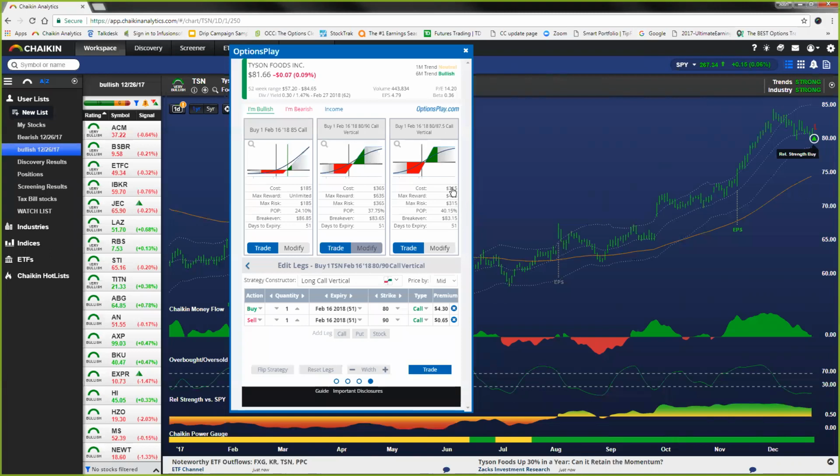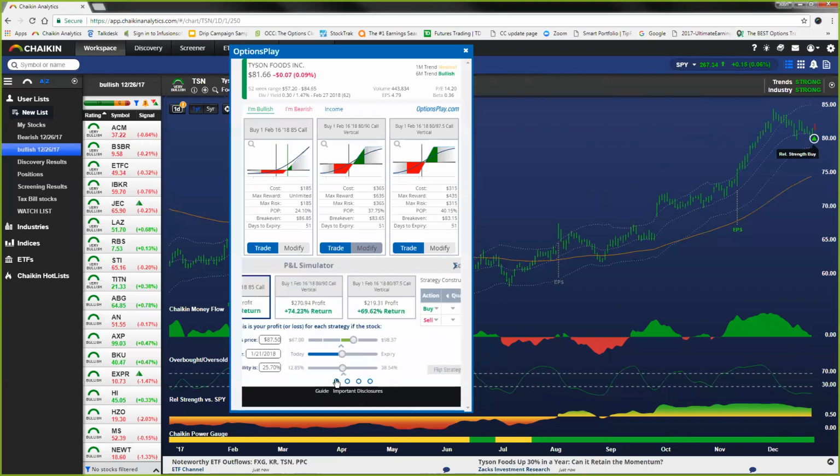So even though my target is closer to this, I would more likely do the one in the middle, simply because the risk reward is better. Although this risk reward is good. I have a chance. I'm going to risk $315 to make $435, 40%. That's pretty good. That's about 150% at expiration.